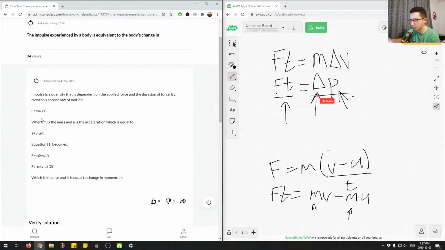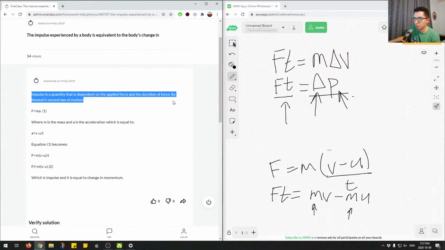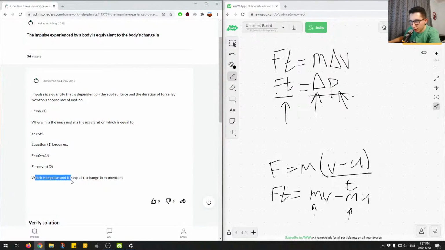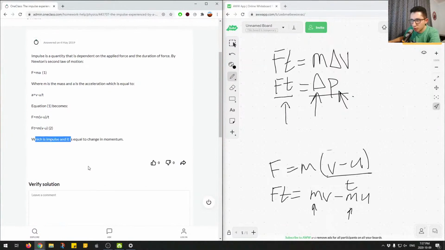So change in momentum. So here, impulse is a quantity that is dependent on the applied force and the duration of the force. By Newton's second law of motion, F net equals ma, where m is the mass and a is the acceleration, which is final speed minus initial speed over time. They do the substitution and they get that impulse is equal to the change in momentum.